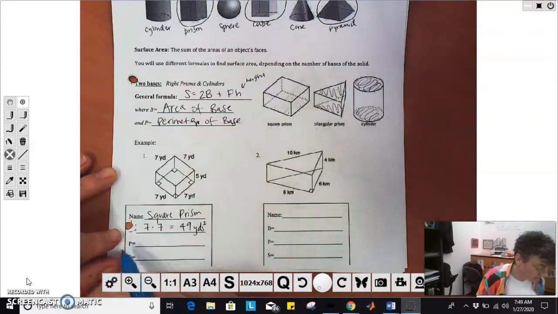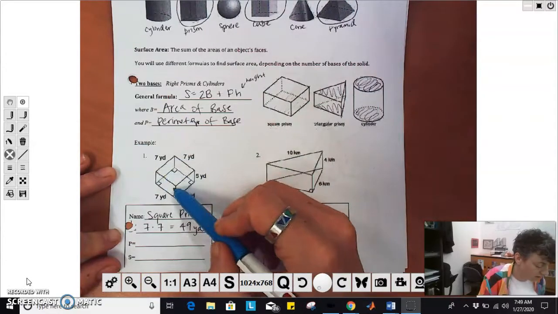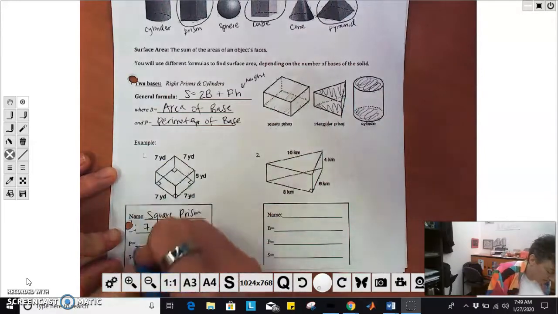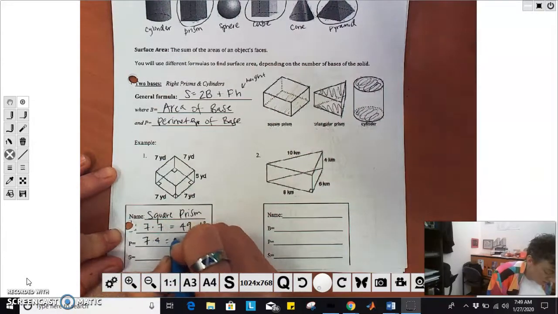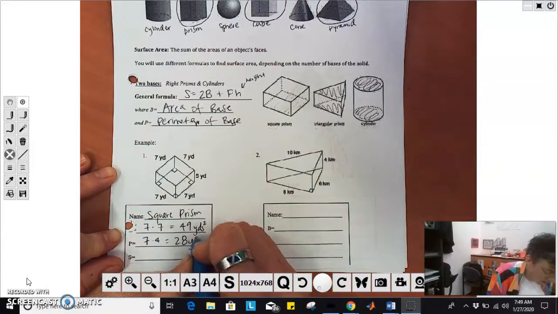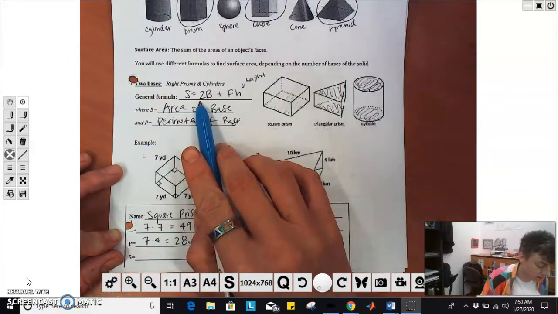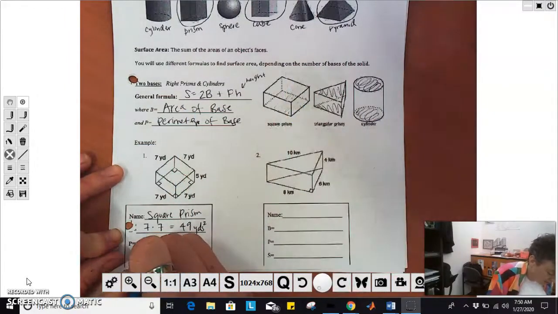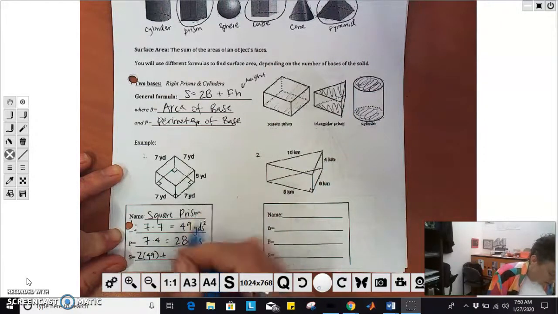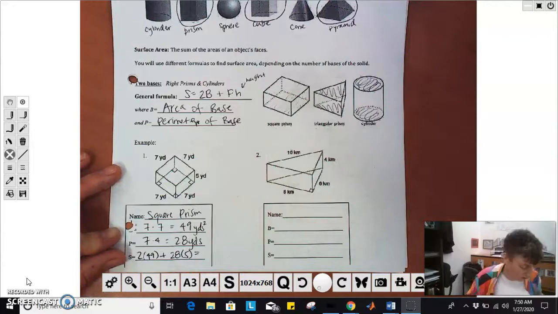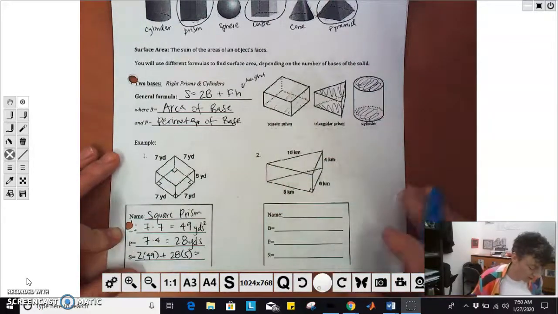The perimeter of the base, add up all the sides, 7 plus 7 plus 7 plus 7, or 7 times 4, is 28 yards. And then our surface area was 2 times the area of the base plus the perimeter times the height. So that's going to be 2 times 49 plus the perimeter, 28, times the height, equals, I'll leave that as an exercise to the reader. Figure out the answer to that.